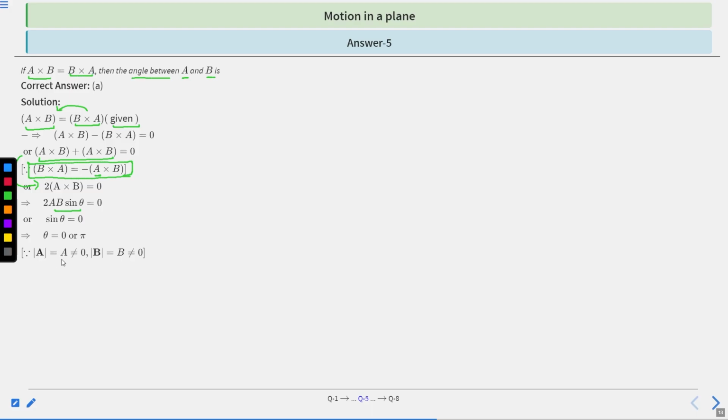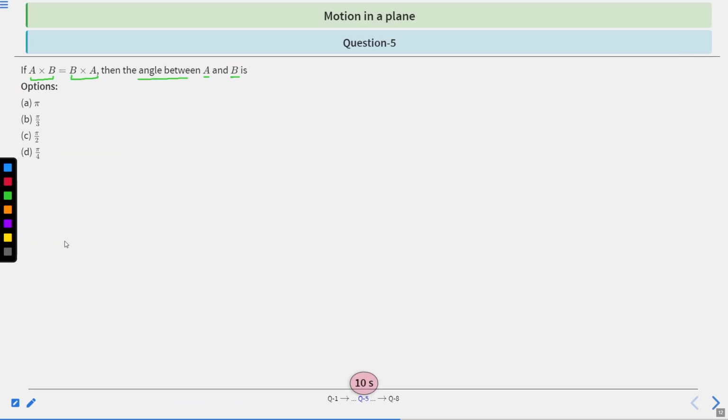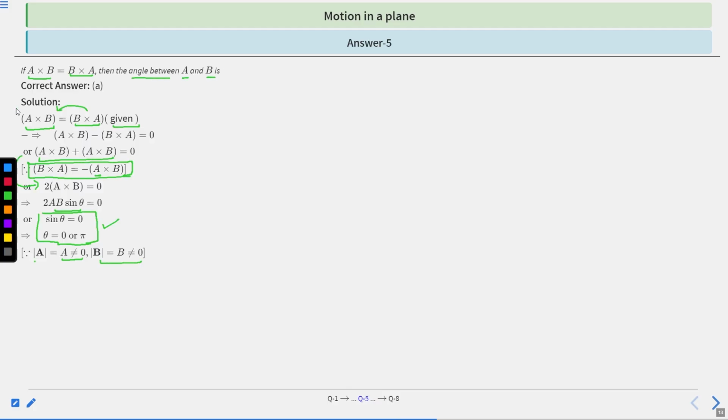Magnitude of A can never be equal to 0. Similarly, magnitude of B can never be equal to 0. So only the theta term is left. So theta equals 0 or pi. So this term is correct. Clear? So the correct option is 0 or pi. So option A is correct. Clear? This is the solution.